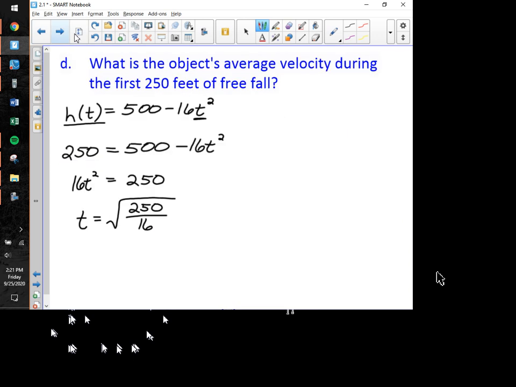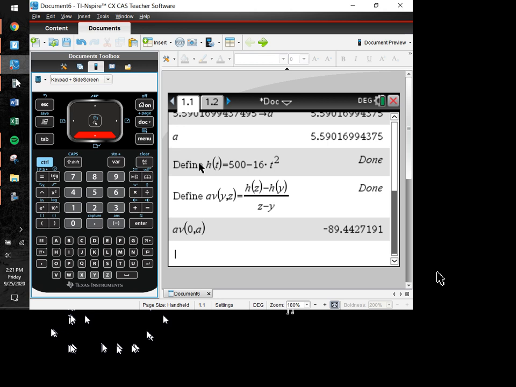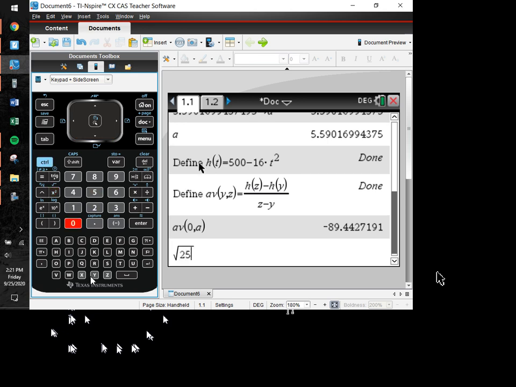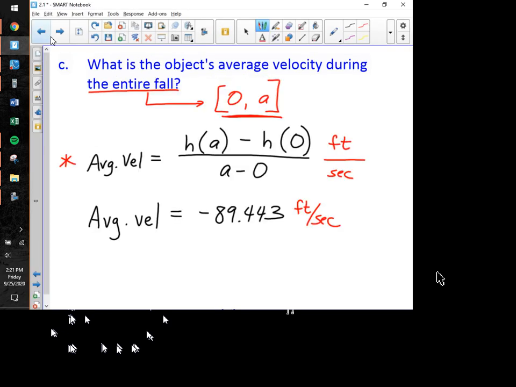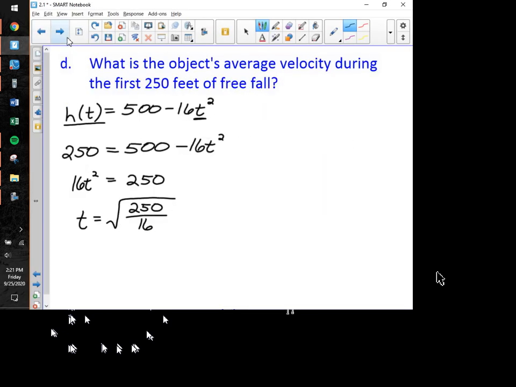Okay, so back to this right here, we need to go to the calculator now and take the square root of 250 over 16. Again, if I just hit enter, it's going to give me a radical version. I don't want that, so I'm just going to immediately hit control enter, and it did take more than 2.8 seconds. In fact, it took a lot more than that, 3.953 seconds to go half the distance. Let's do that here.